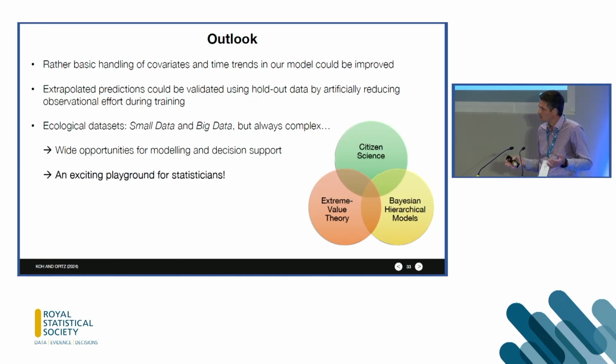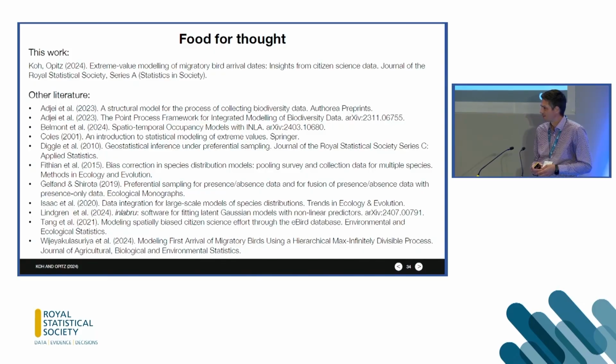There's a very wide variety of ecological data sets. This can be small data, this can be big data. Almost always they are very complex data. These provide us with really wide opportunities for modeling and for decision support. And we believe that this is a really exciting playground for statisticians at the interface of citizen science, Bayesian hierarchical modeling, and extreme value theory. So to conclude, I would like to thank you for your attention, and we're looking forward to the contributions in the discussion.